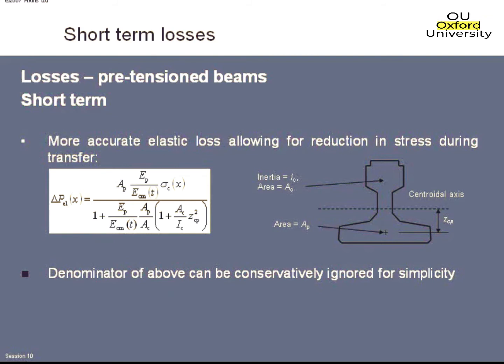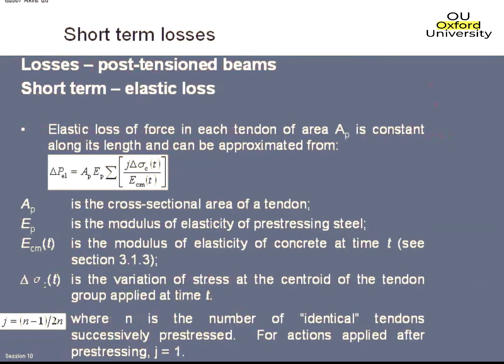If we jump onto post-tensioning and look at elastic losses, then we have a very similar expression. It looks very similar. We've got a pre-stressing area, we've got an E value for the tendons, we've got a sigma C, which is the stress in the concrete, we've got the E value of the concrete. But we also have a J term there, which I'll explain in a minute.